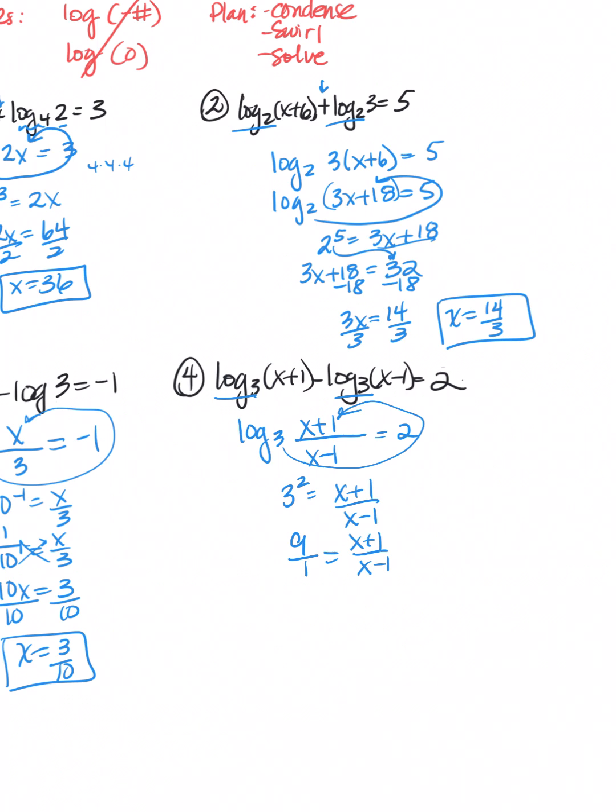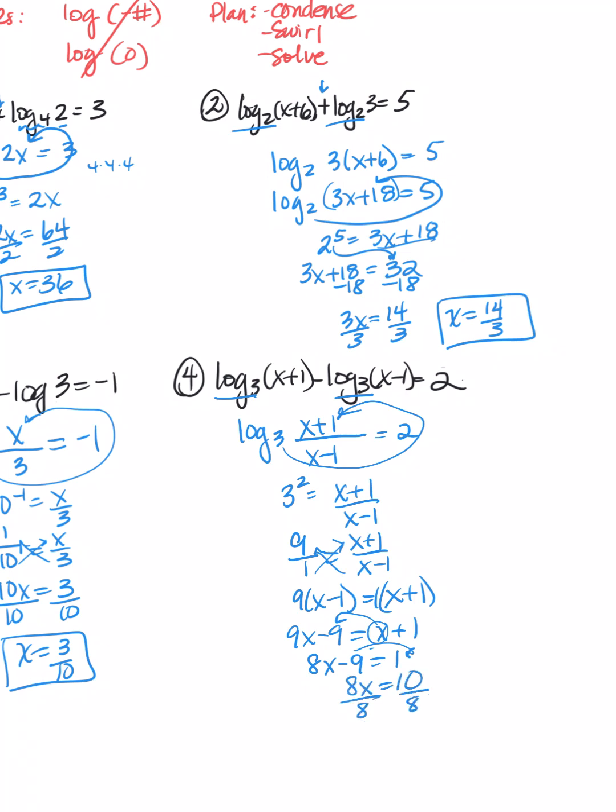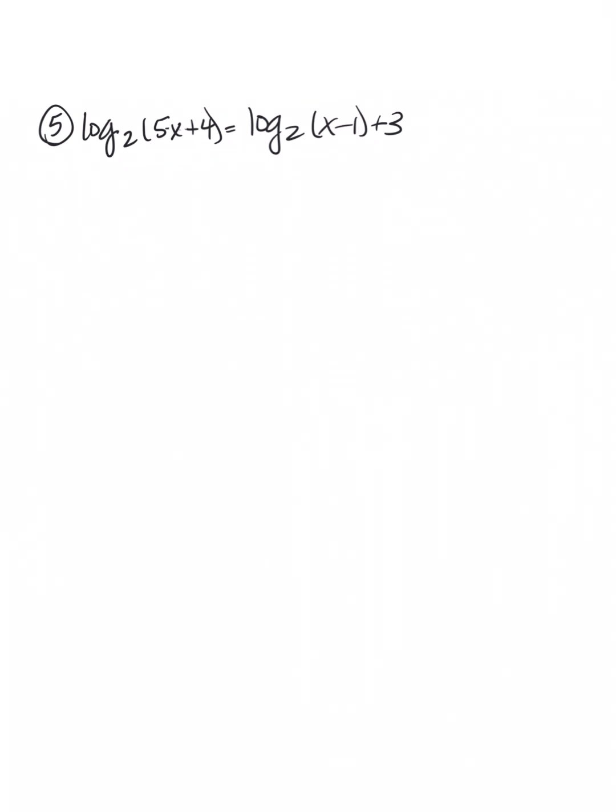And now we're going to cross multiply, okay, because it's a proportion. So I'm going to say 9 times x minus 1 equals x plus 1. 1 times x plus 1, if you want to write that, that's fine. 9x minus 9 equals x plus 1. Now let's clean this up, move our x over here. So it'll be 8x minus 9 equals 1. If I add 9 to both sides, I will get 10. So 8x equals 10, divide by 8, and I can reduce that to 5 over 4. All right, one last example here.